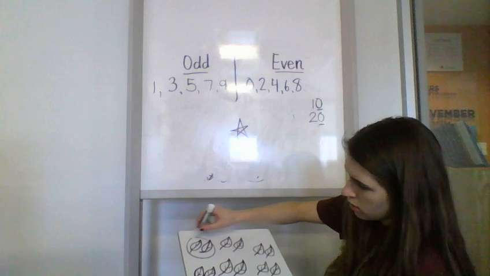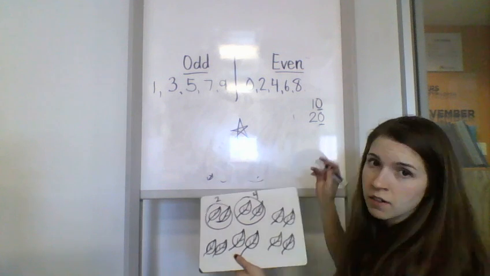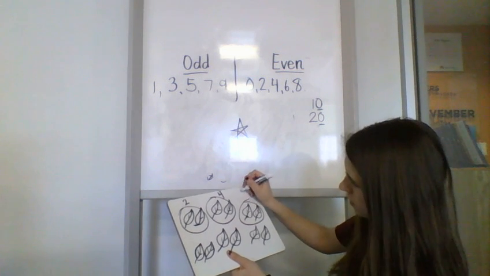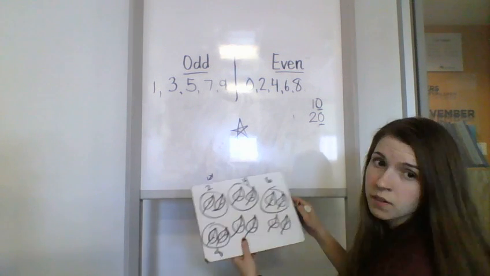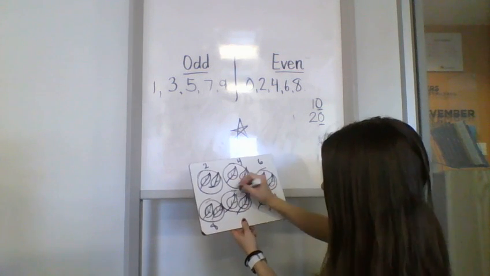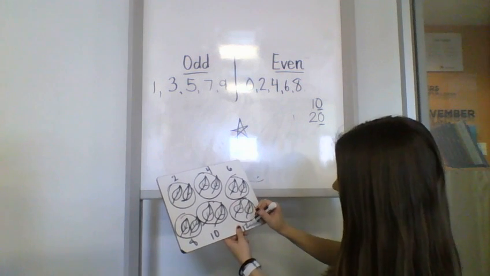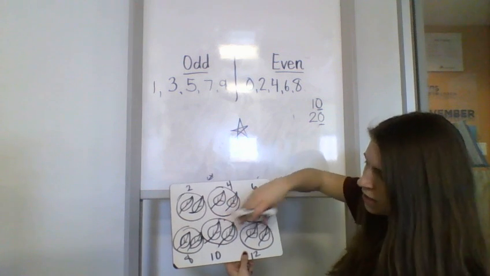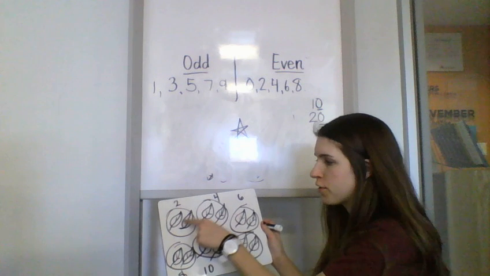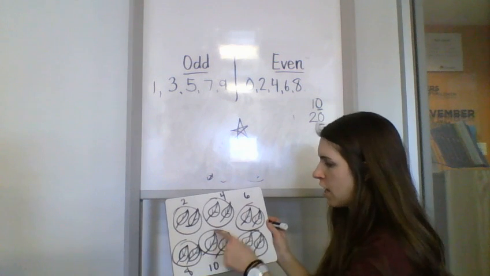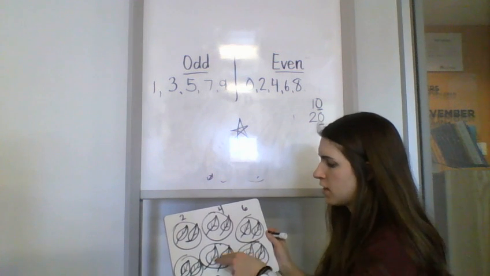So this is 2, 4, 6, 8, 10, then one more, 12. So 2, 4, 6, 8, 10, 12. This is a lot faster than if we were to count each leaf by one. So 1, 2, 3, 4, 5, 6, 7, 8, 9, 10, 11, 12. So counting by twos goes faster. 2, 4, 6, 8, 10, 12.